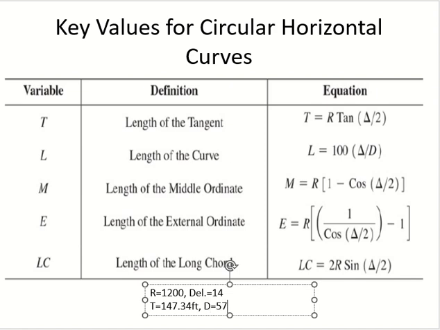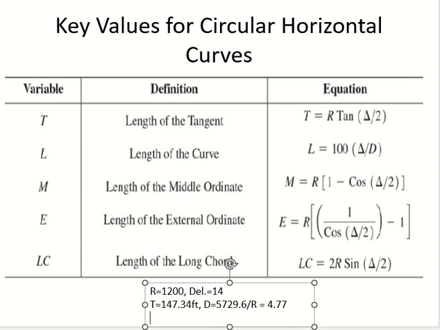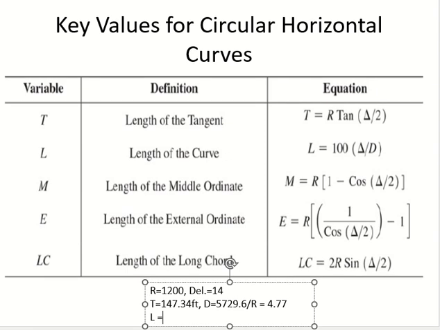Okay. So D is 5729.6 divided by R. 4.77. This is an angle, so obviously in degrees. Okay. Now moving on. Length, 293.5.